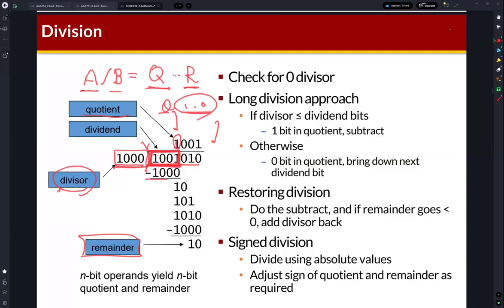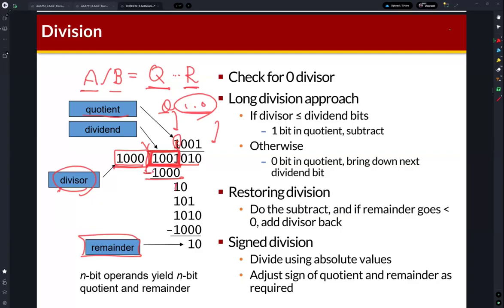Otherwise the quotient is 0. So in this case, 1001 is larger than 1000. So the quotient bit of this digit is 1. And then we perform subtraction. 1001 minus 1000, then this is 1.